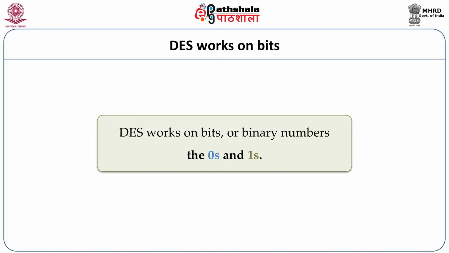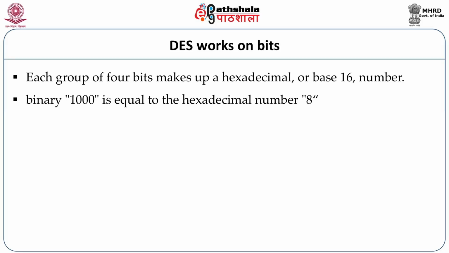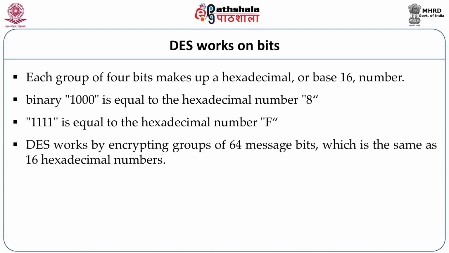DES works on binary numbers, zeros and ones. Each group of 4 bits makes up a hexadecimal or base 16 number. Binary 1000 is equal to hexadecimal number 8. If I want to represent 1111 in hexadecimal, it is represented by F. DES works by encrypting groups of 64 message bits. That means 16 hexadecimal digits.